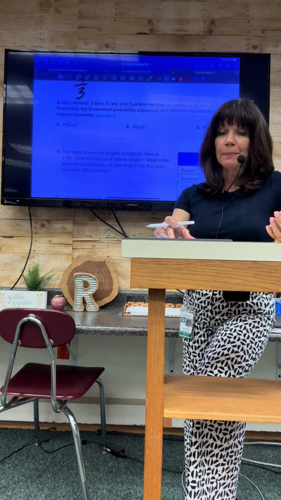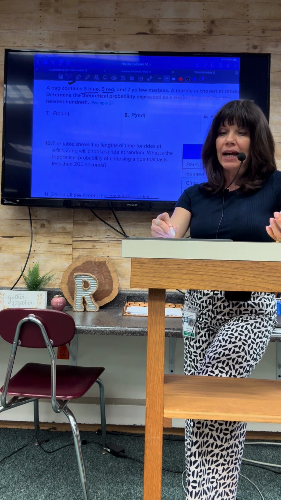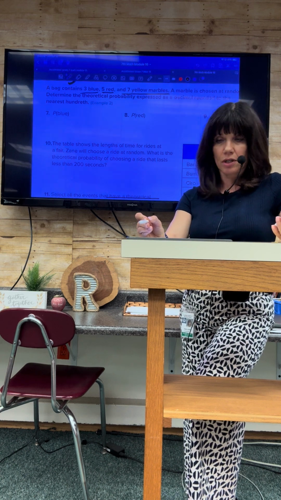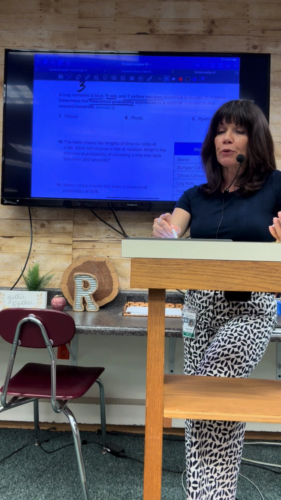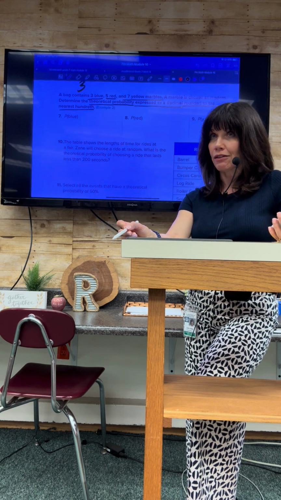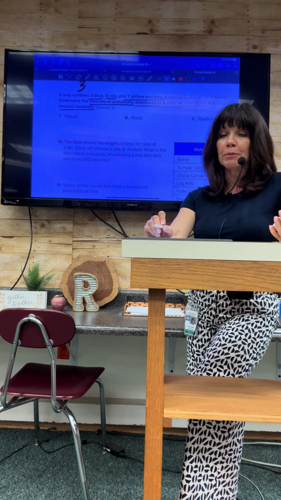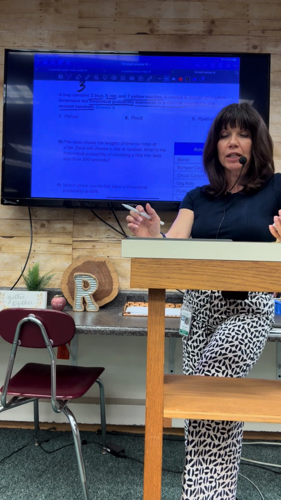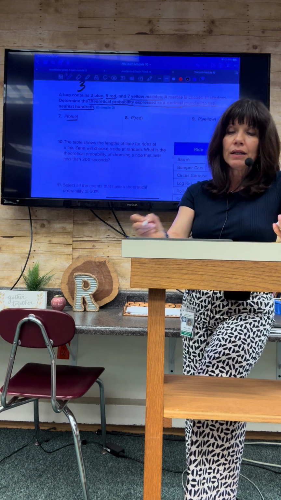All right, number 7. A bag contains 3 blue, 5 red, and 7 yellow marbles. Are you clear on the numbers and the colors? Okay. A marble is chosen at random. Determine the theoretical probability expressed as a decimal and rounded to the nearest hundredth. So your rounding skills are going to come in handy right here. The theoretical probability. So think about the marbles, think about the colors. Number 7, the probability of the event being the color what?